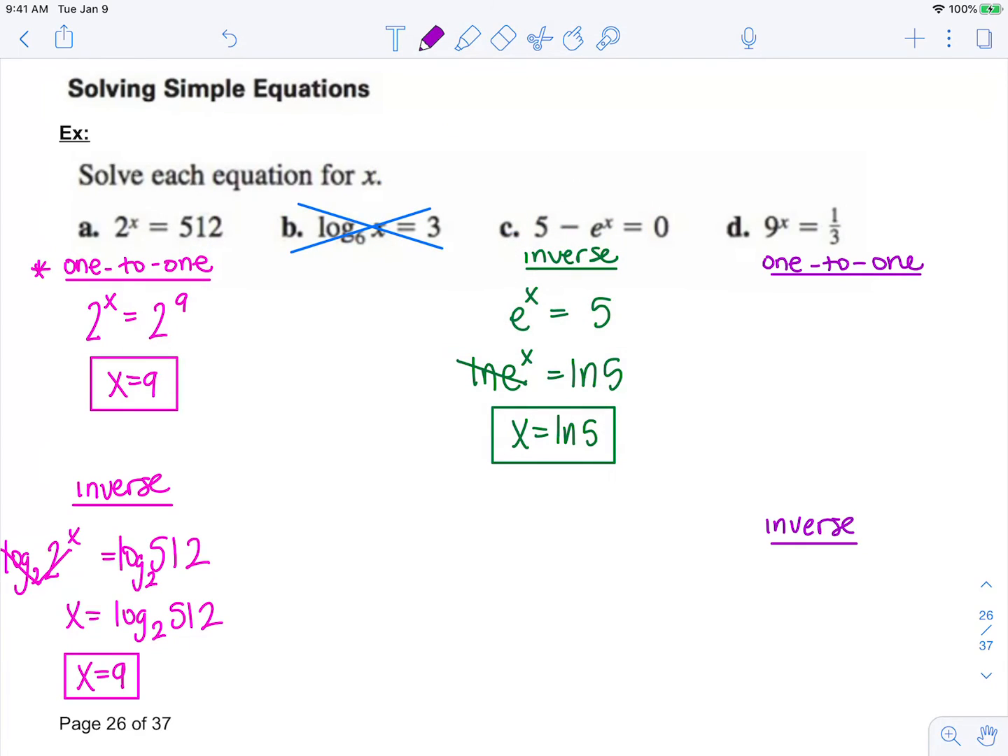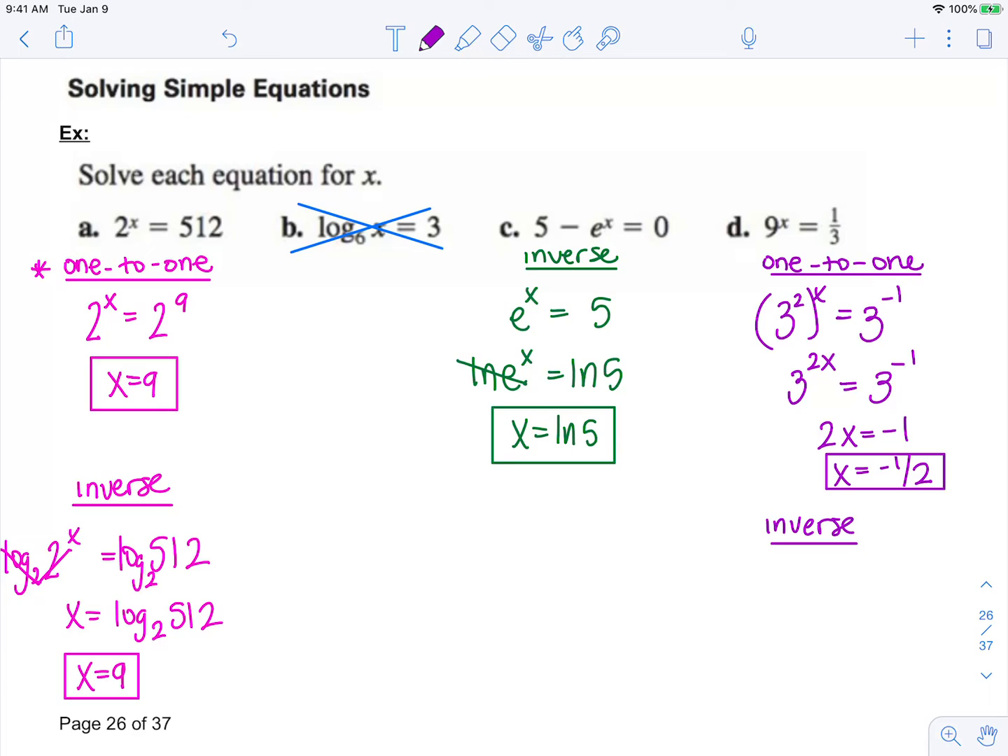Now, in part D, 9 to the x equals 1/3. So I can rewrite both of these as 3 to a power. This is 3 squared to the x equals 3 to the negative 1. So that's 3 to the 2x equals 3 to the negative 1. One-to-one property tells us 2x equals negative 1, or x equals negative 1/2.